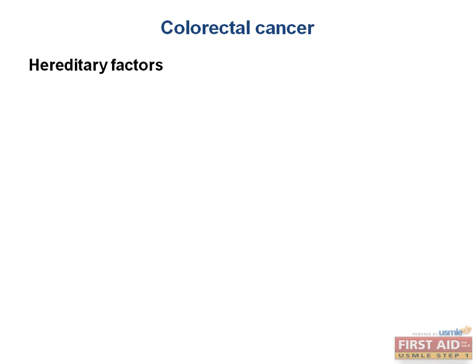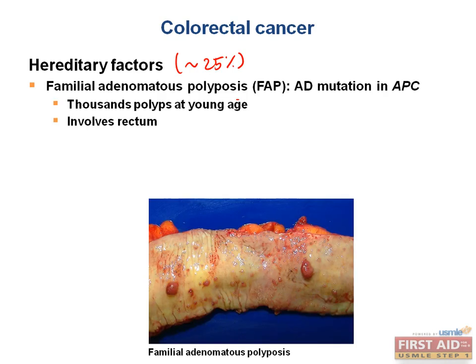Colorectal cancer, or CRC, is the third most common cancer in the U.S. and also the third most deadly. Most patients are over 50, and about a quarter have a positive family history. There are various genetic syndromes that give a predisposition to colorectal cancer.